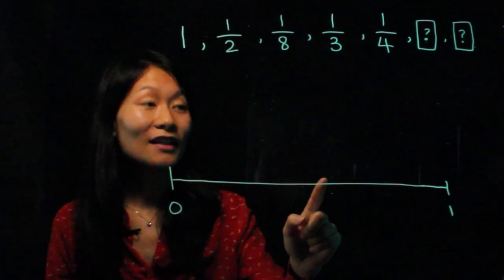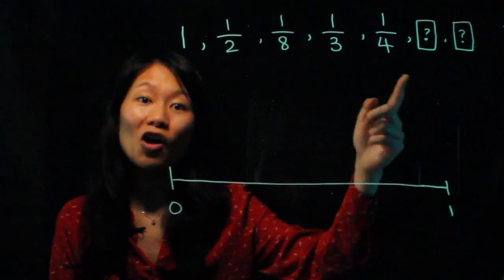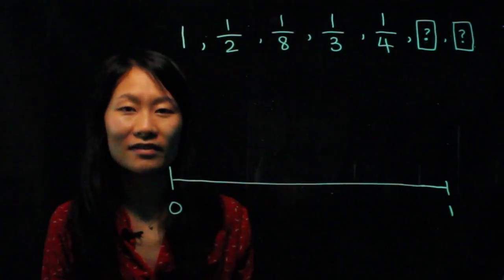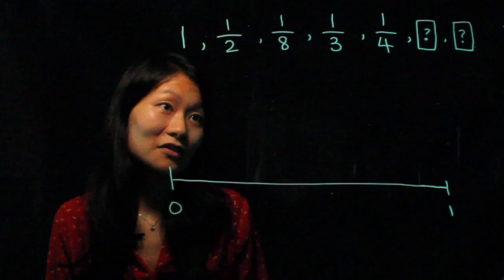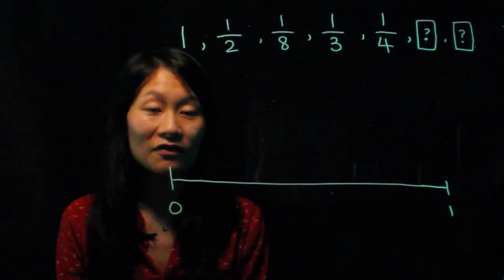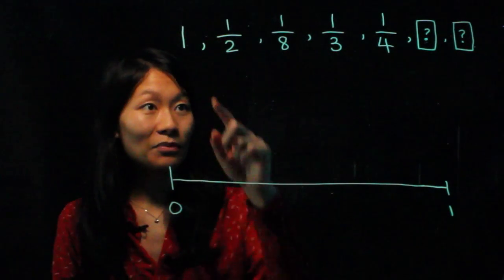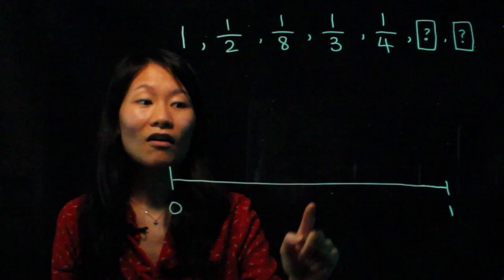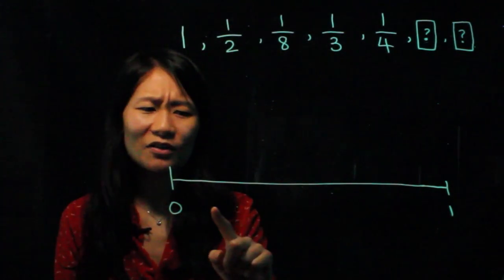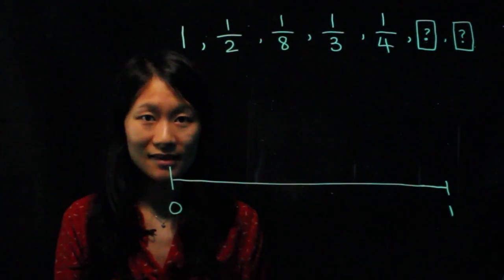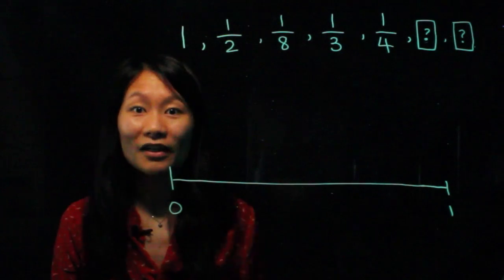Above my number line, there are a bunch of common fractions. These are fractions that you see quite often, and you also use them in your everyday life. Your task today is to put each of these fractions on the number line in a place that you think would make sense. Now, what fractions do we have?